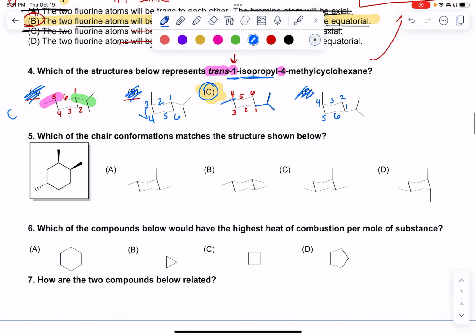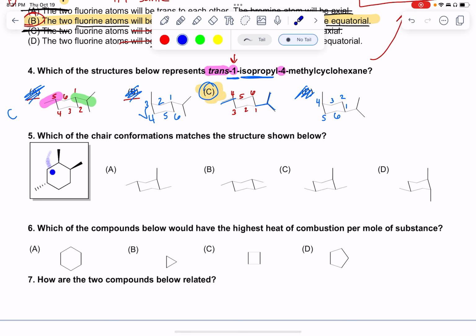All right, which of the chair conformations matches the structure shown below? All right, so we're looking at this, and now we're comparing chairs. So again, let's number our carbon ring. And here I am going to look for those groupings. Here's a group of 2 methyls.